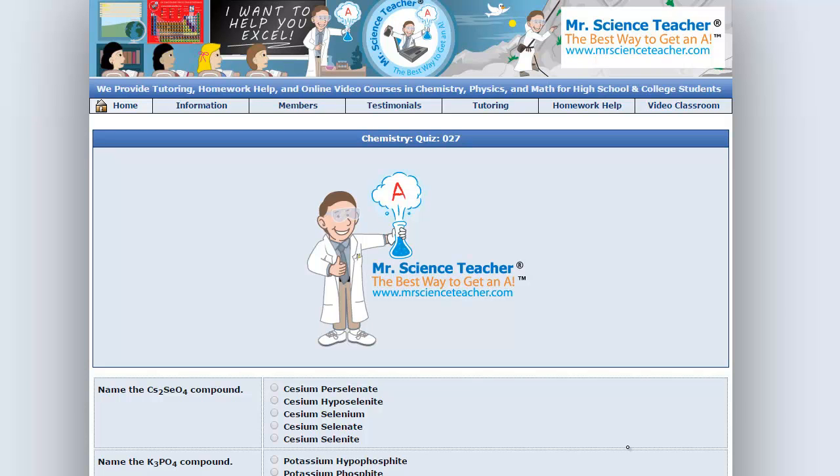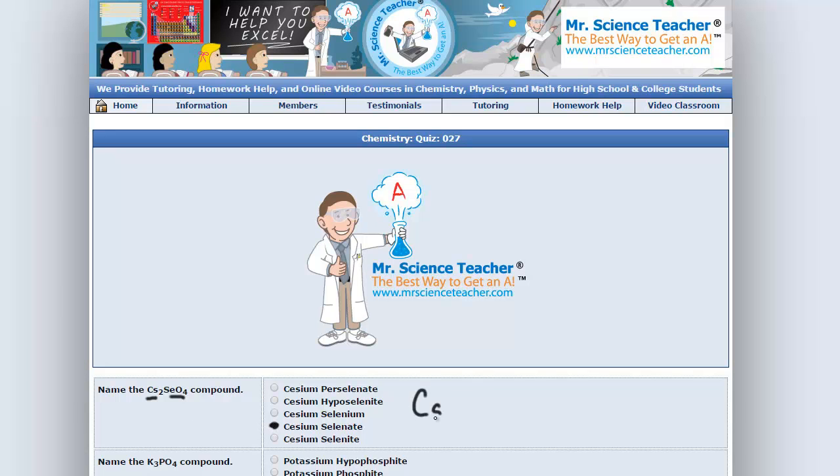Quiz 27. All right, name the Cs2SeO4 compound. You needed to memorize that Cs is cesium and SeO4 is selenate. So the name of this compound is cesium selenate.